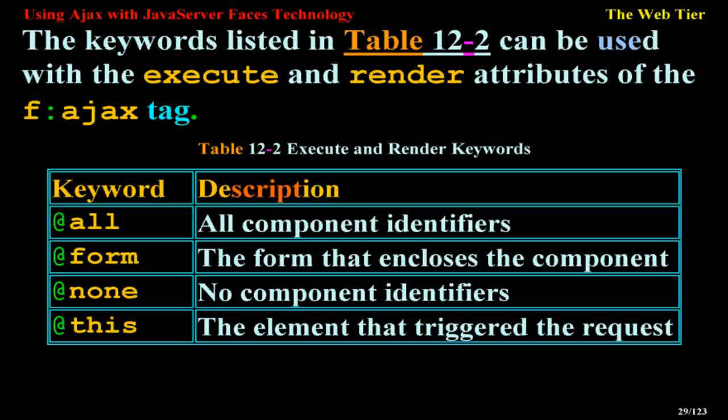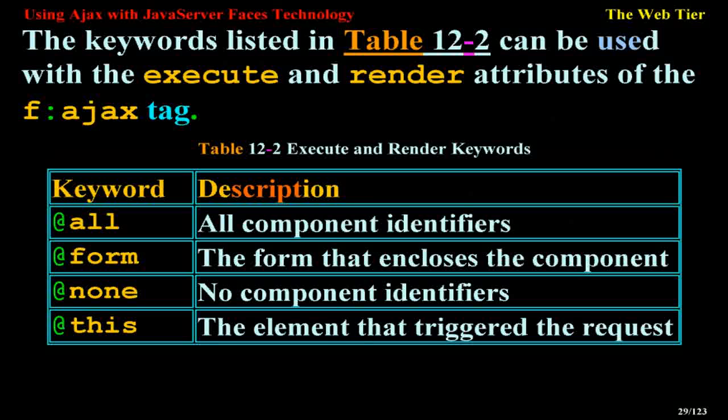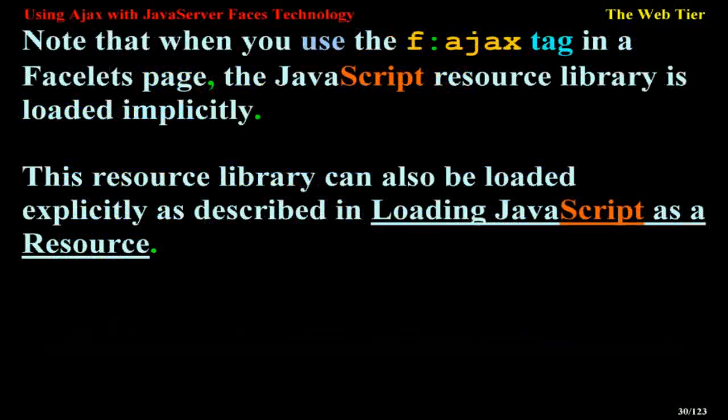The keywords listed in Table 12-2 can be used with the execute and render attributes of the Ajax tag. Table 12-2, execute and render keywords. Keyword, description. All: all component identifiers from the form that encloses the component. None: no component identifiers. This: the element that triggered the request. Note that when you use the Ajax tag in a Facelets page, the JavaScript resource library is loaded implicitly. This resource library can also be loaded explicitly, as described in Loading JavaScript as a Resource.